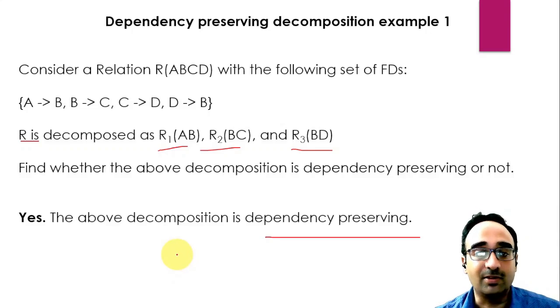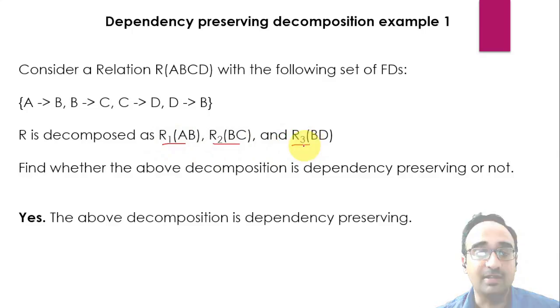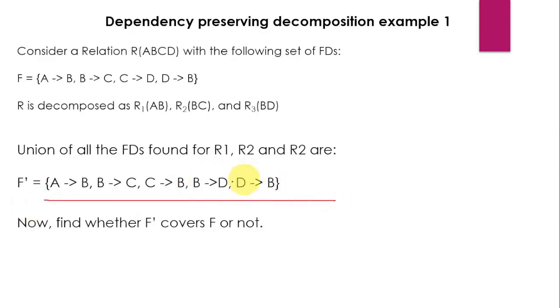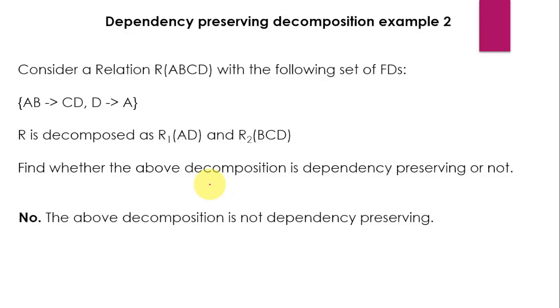So this is the process. Let me explain again in a few seconds. Take each table, calculate non-trivial dependencies, and finally perform the union of those and find whether that set covers the original set of FDs or not. That's all, it's simple. If it covers, we can say that the decomposition is dependency preserving, otherwise it is not dependency preserving.